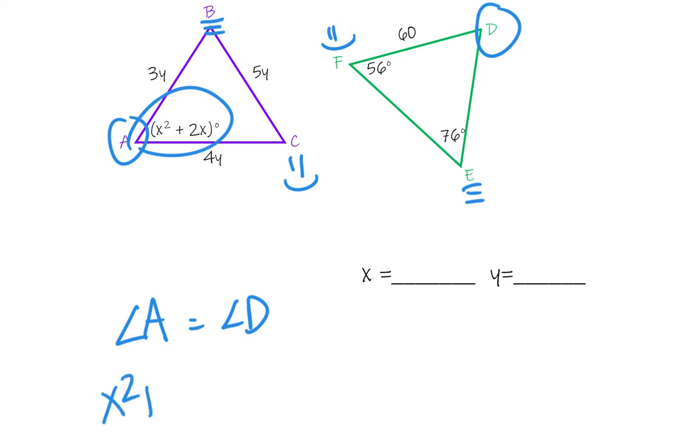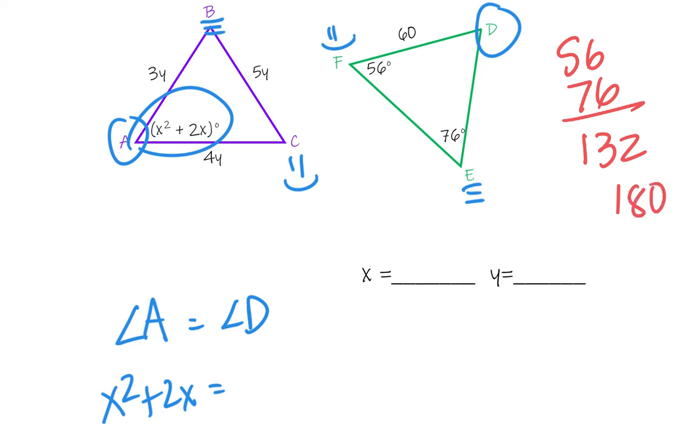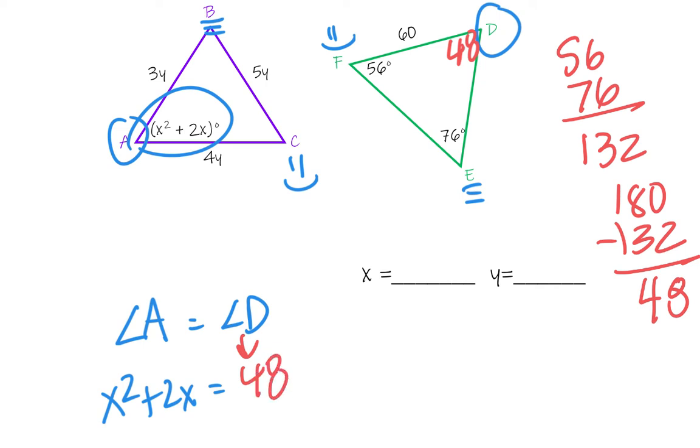So x squared plus 2x. And there's nothing labeled at D. But if you focus on this right triangle, we know it has to have a sum of 180. So I'm going to add up the two angles they gave me. And it looks like that's 132. And I'm going to see what's left out of 180. So if we subtract that out, we're looking at 48 degrees. So angle D, I can replace here. That's got to be 48 degrees.